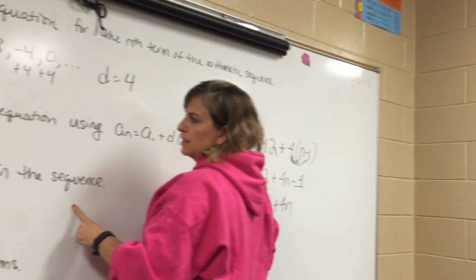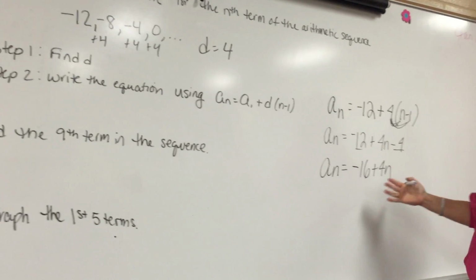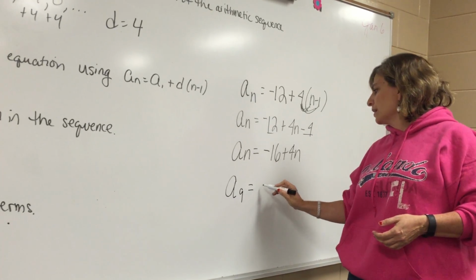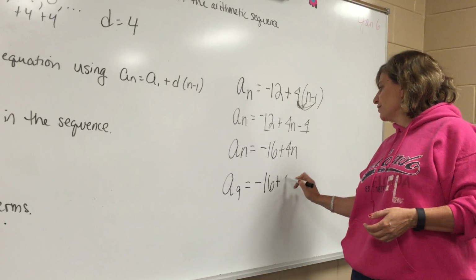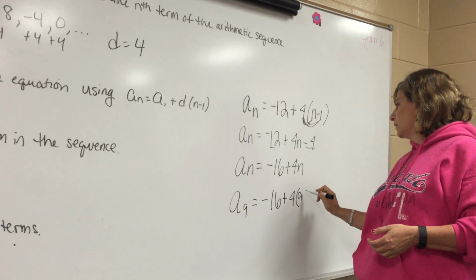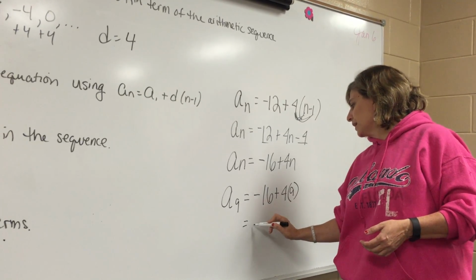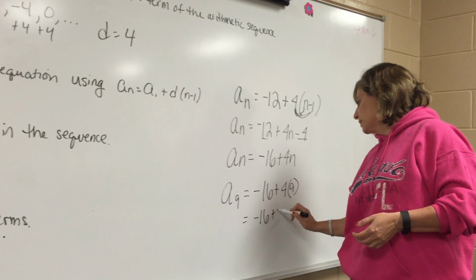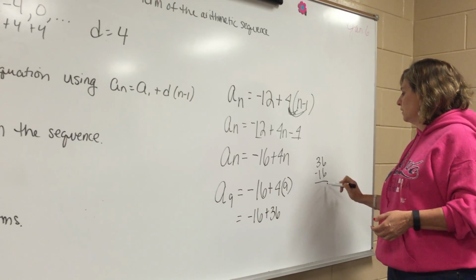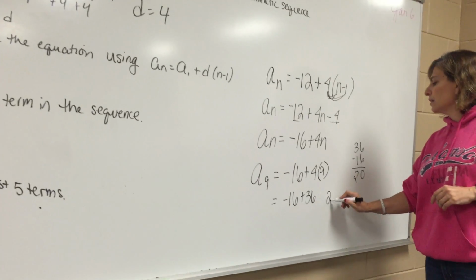Okay, well, what am I going to do with that? Find the nth term in the sequence. Okay, I have my formula. This is my sequence formula. So a sub 9 equals negative 16 plus 4 times 9. Okay, so negative 16 plus 4 times 9 is negative 16 plus 36. 36 minus 16 is 20. So my 9th term in this sequence is going to be 20.